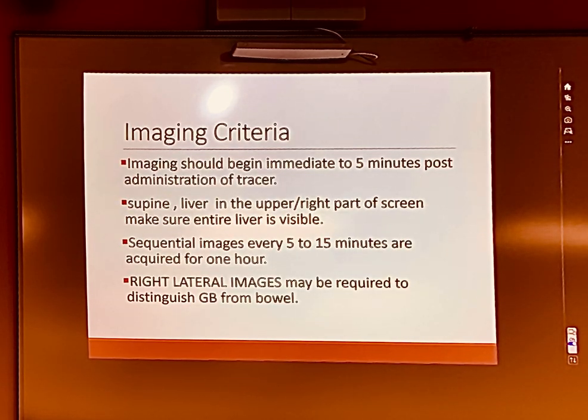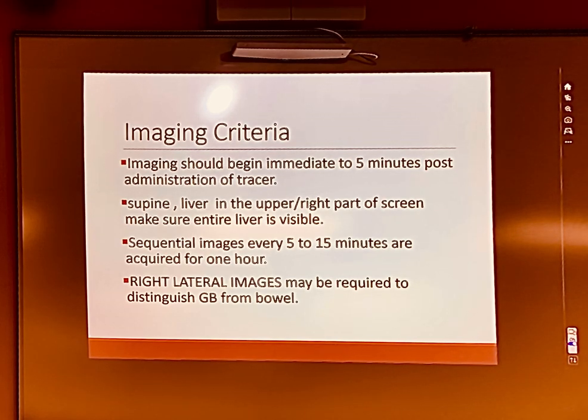Now, what is the imaging criteria for these patients? So your imaging should begin either immediately, but within 5 minutes of giving the patient the injection. Okay. Most of the time, you are going to either have your patient already under the camera and give them the injection. By the time you go assay your dose and come back, it's time to hit the start button.